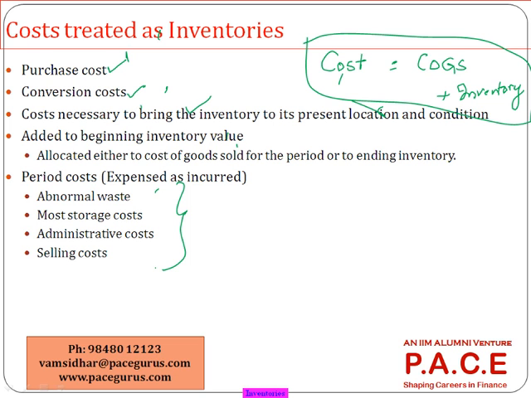Only those 3 items, better remember it that way: only the cost of purchasing it, transforming it and bringing it to the current location are treated as a part of inventory costs. All the rest will be treated as periodic, which will keep occurring every period, every quarter, every month. They keep occurring, and as and when they occur, you will treat them as an expense.